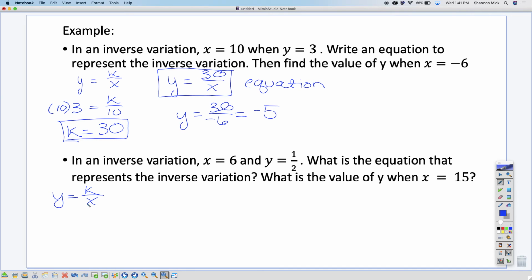Okay, so X is 6, Y is a half, so find me my K. Everybody else has to have a chance to do it. Do you want to put 15 in for X? Sure. I solved it all the way. You got it. Do the whole problem.